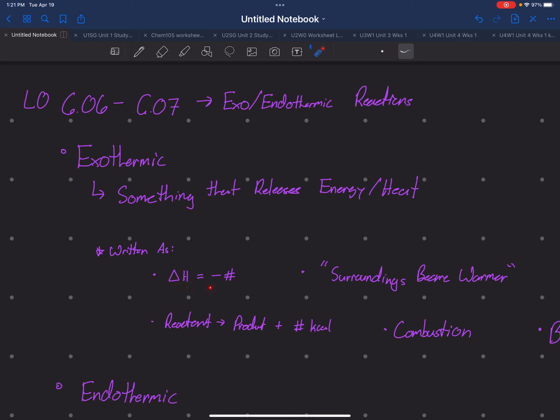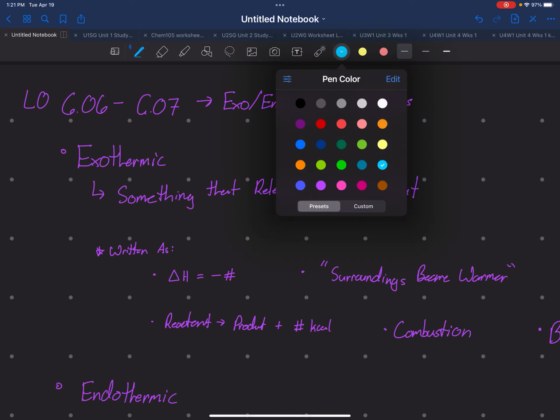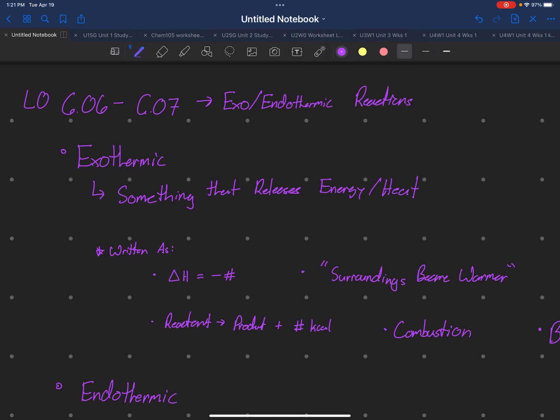It means change in heat, but it's written as triangle H, okay? And it would be a negative number, right? Big emphasis on this negative. So exothermic, negative number, and I'll put the negative number kcal, because that's the unit they usually give. Remember, exothermic, negative.